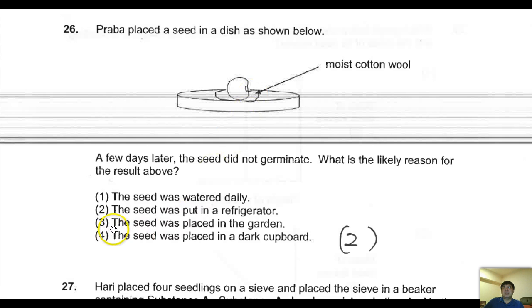Okay, but over here it says the seed was placed in the garden. If it's placed in the garden onto this dish over here, most probably the water will evaporate very fast. Will it evaporate very fast? No, it could evaporate, but not so fast that it cannot still germinate. All right, so long as the cotton wool contains the water. The seed was placed in a dark cupboard, fine, it will still germinate. So over here we're talking about the right temperature. This is not the right temperature, and putting it in the refrigerator, most probably it will not germinate.